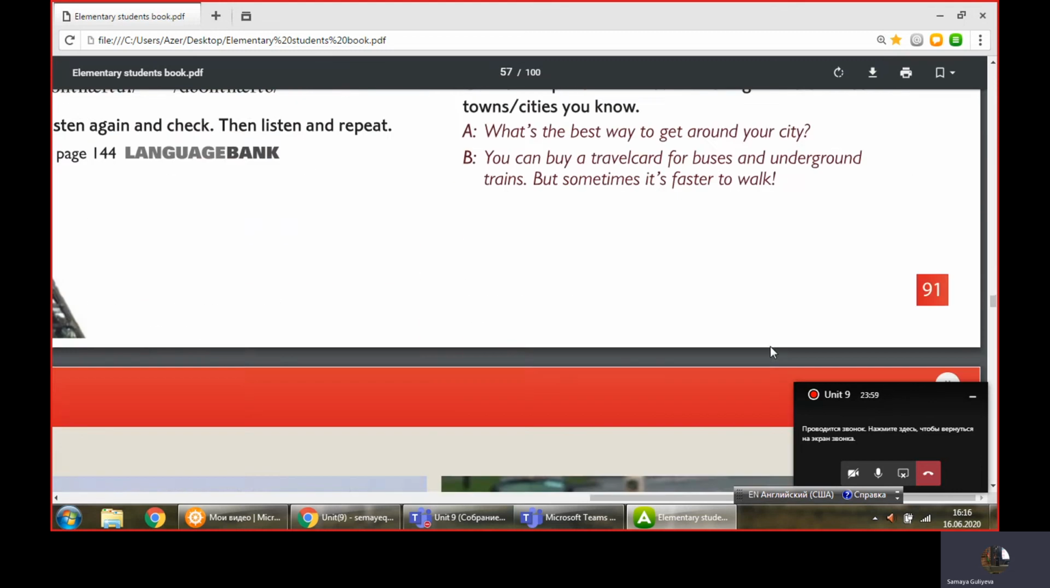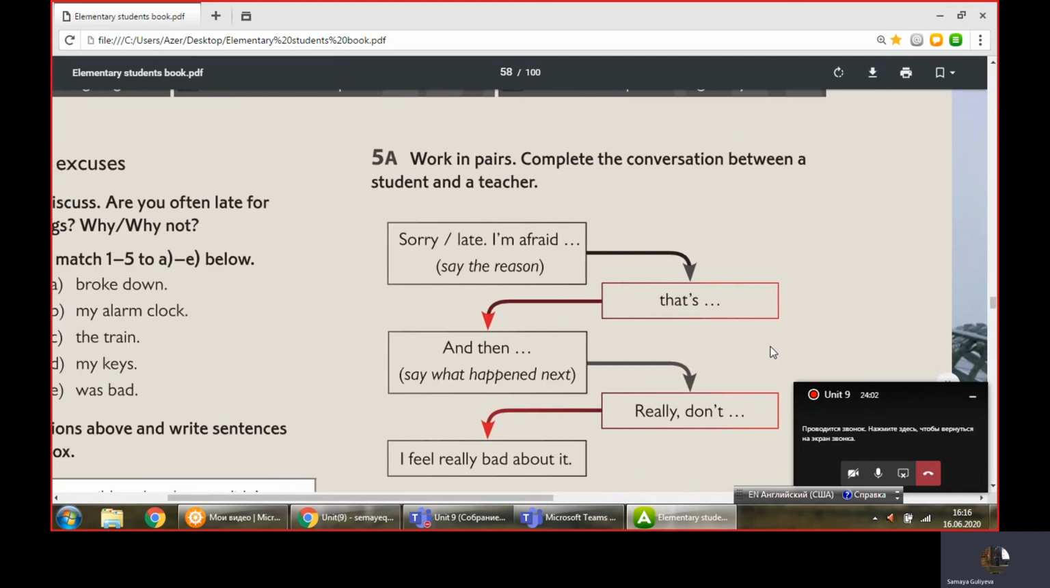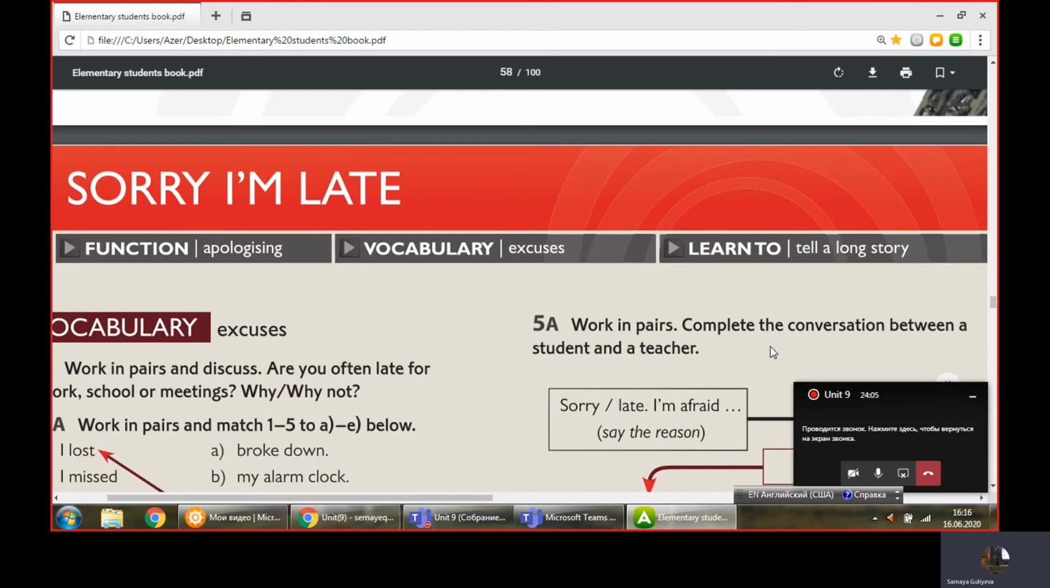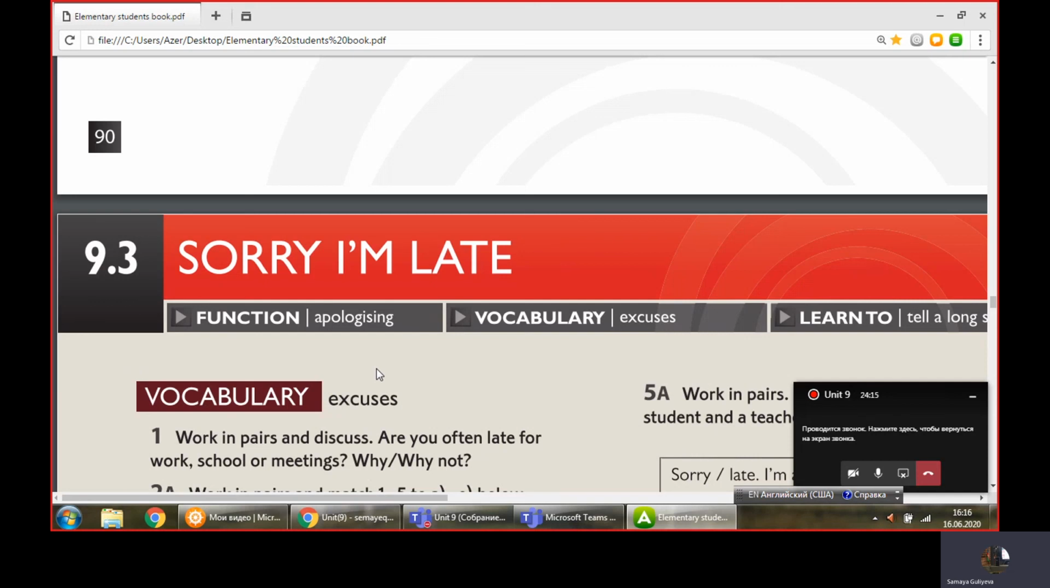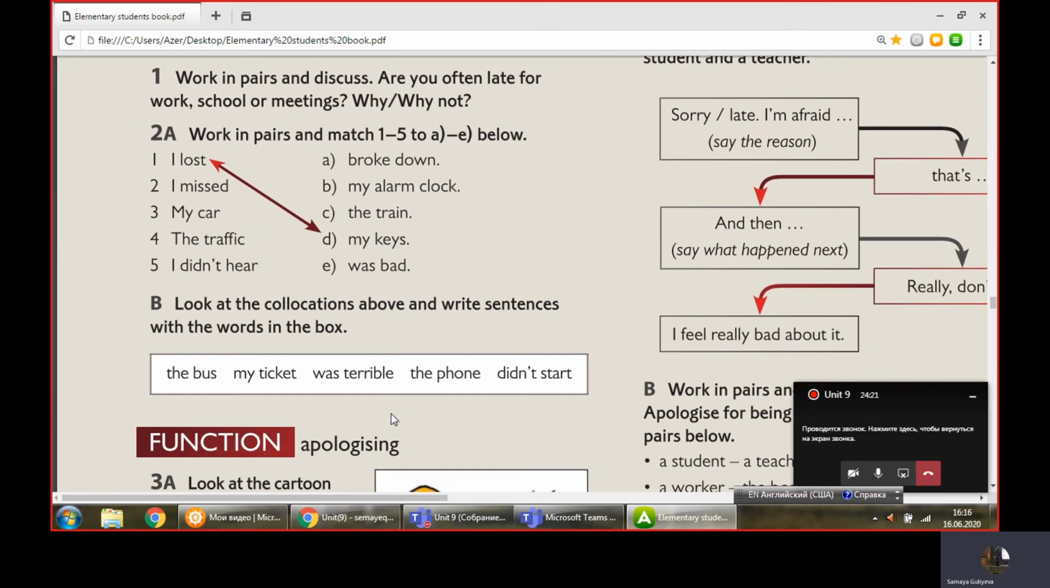So we have finished. Let's pass to the next page. Talk about apologizing, excuses, and telling a long story. What is an excuse? An excuse means a poor or inadequate explanation you use to hide the real reason. So maybe all of us use excuses in any part of our life. I lost my keys. I missed the train. My car broke down. The traffic was bad. I didn't hear my alarm clock.